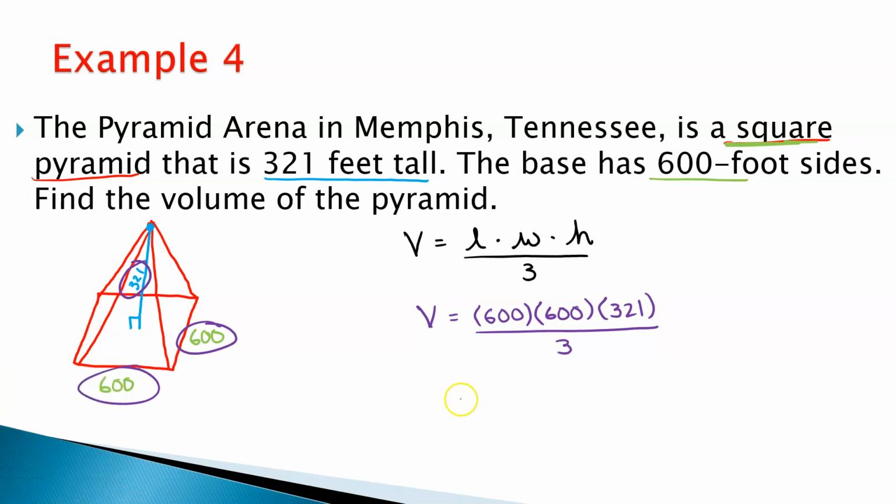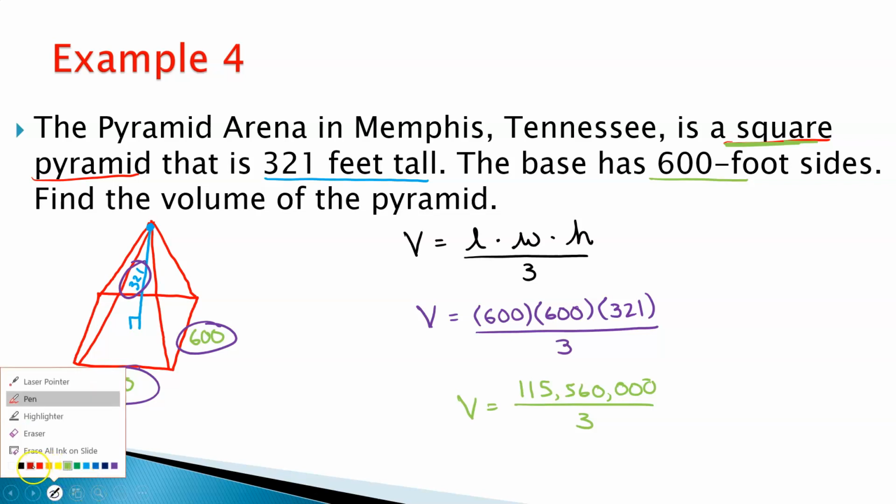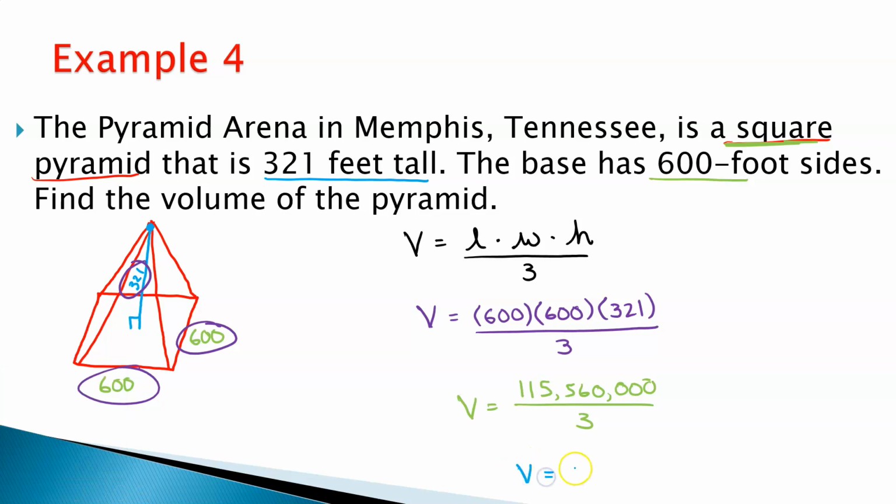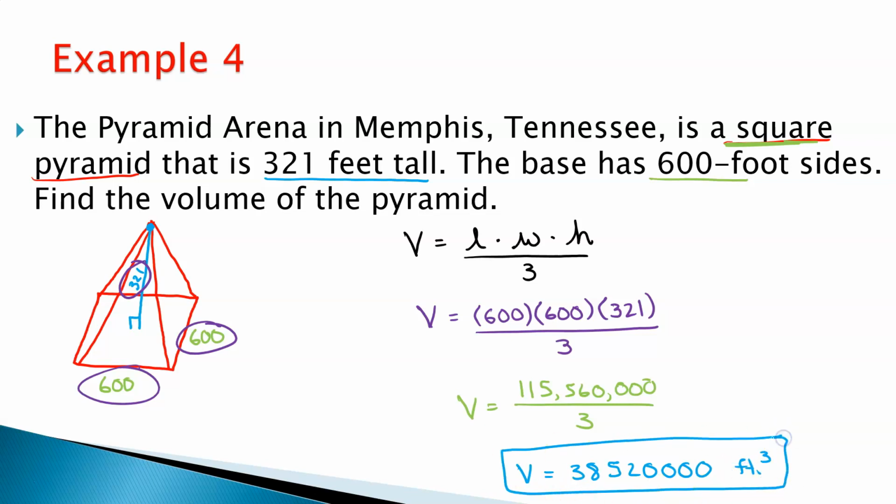Let me find a different color. Volume of this pyramid, let me actually multiply this out. It's going to be pretty large. So 600 times 600 times 321 is equal to 115,560,000, all of that divided by 3. So divide that by 3, and it gives us a volume of 38,520,000. And again, this would be in feet cubed. And it makes sense. This is a pretty large building, so it makes sense that we have cubic feet being very, very high here. So 38.5 million feet cubed.